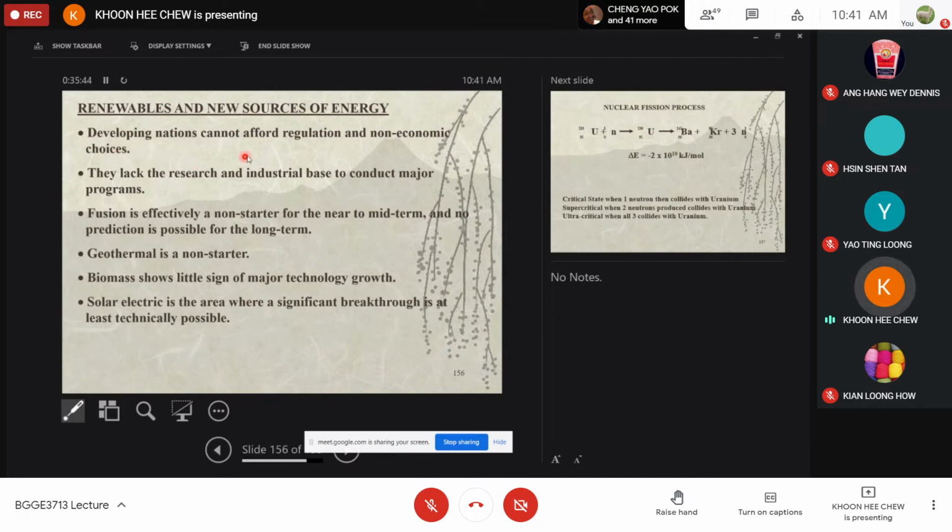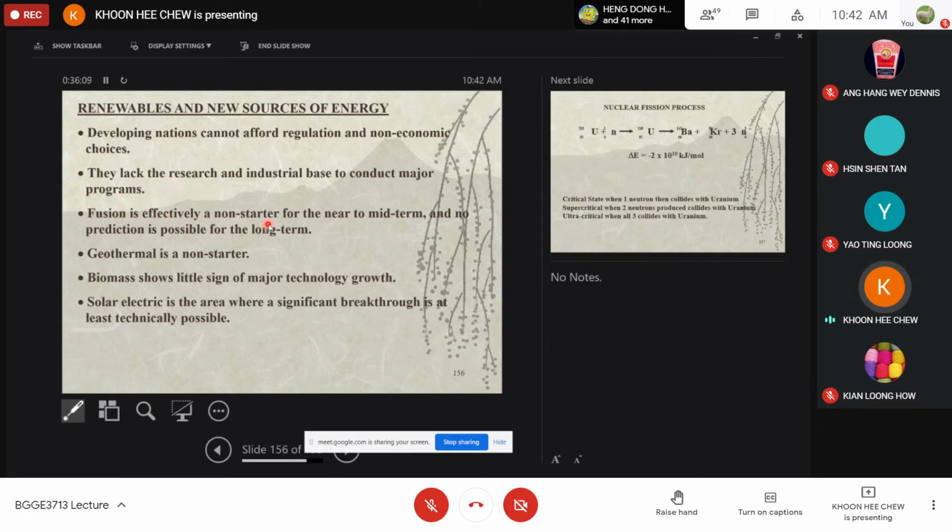Developing nations cannot afford regulation and non-economic choice. If you want the developing nation or the third world country to install a very expensive nuclear power plant or wind turbine or geothermal, they cannot afford the cost. Yeah. Okay, they lack the research and development and industry base to conduct major programs. Okay, so they do not do any research on that.